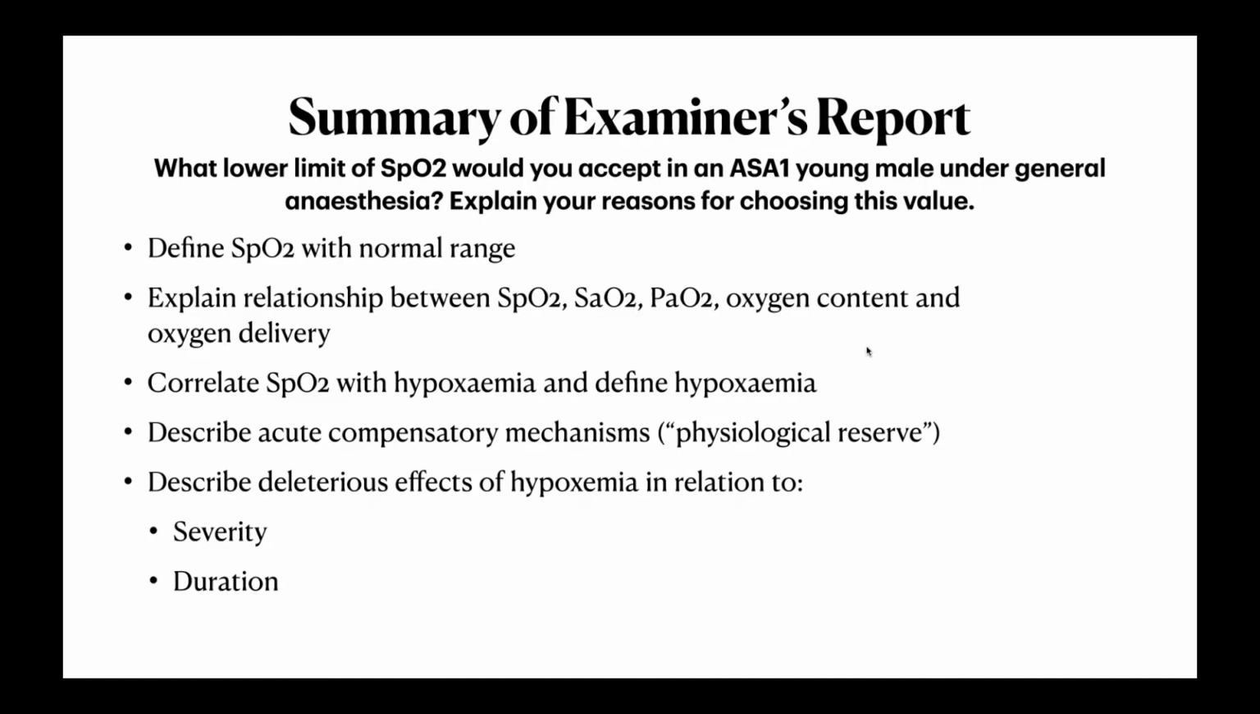The next thing that we need to do is correlate pulse oximetry saturations with hypoxemia and define hypoxemia. Then we need to describe the acute compensatory mechanisms, which is analogous to physiological reserve, and describe the deleterious effects of hypoxemia in relation to severity and duration. Because of the complexity of what the examiner wants and the time limitation of 10 minutes, this question is actually very, very challenging. So the next slides will try to encapsulate the essence of what the examiner wants and hopefully be able to answer each of these components.